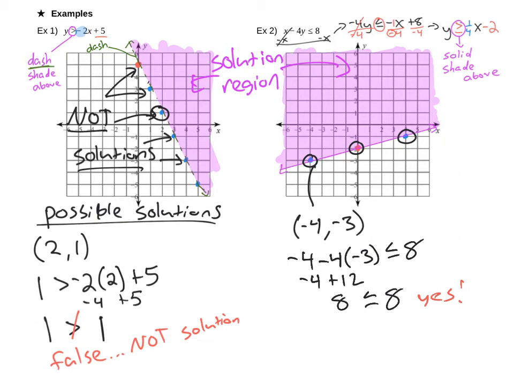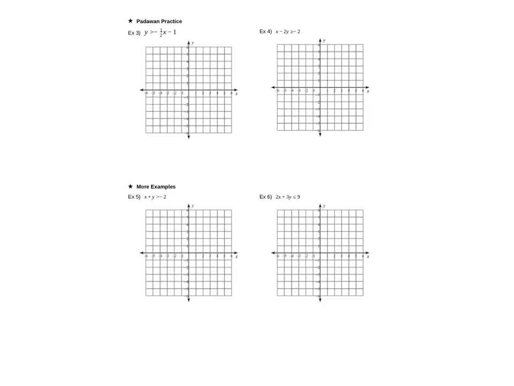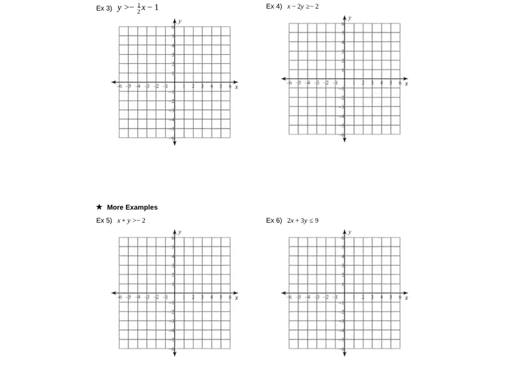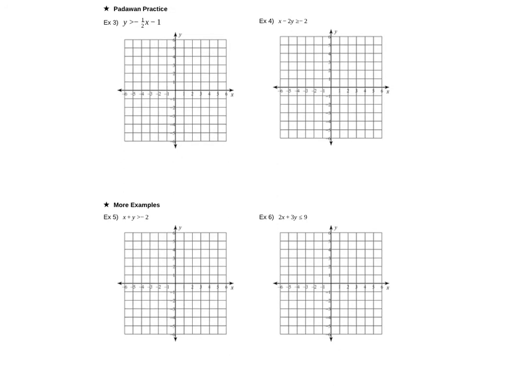This is why we include the points on a solid line, but we don't include the points on the dashed line. All right, go ahead and do the next 4 problems here. And what I want you to do for each of these, also underneath, is list 3 possible solutions.